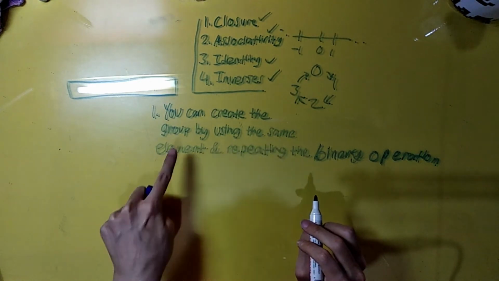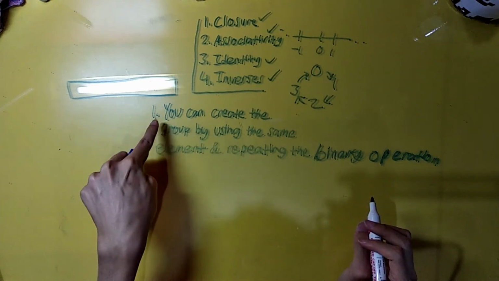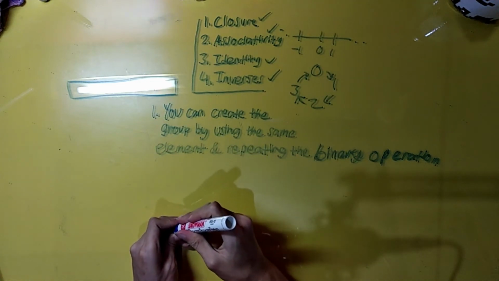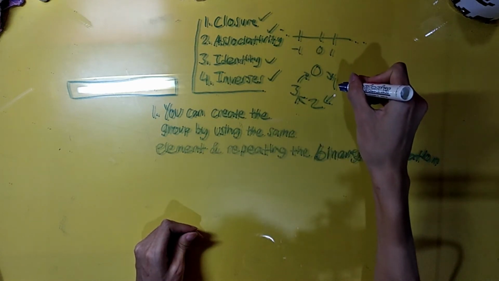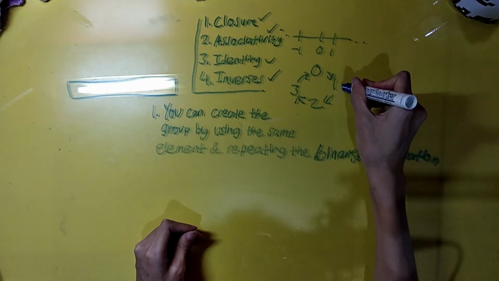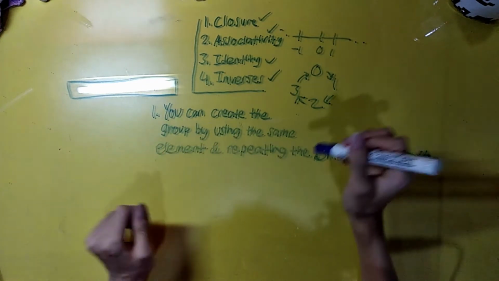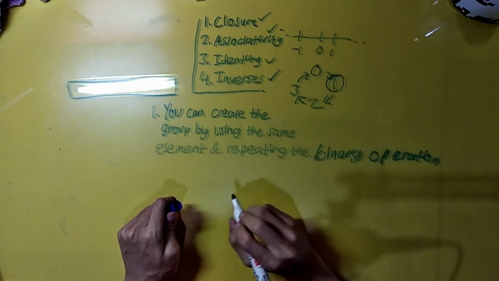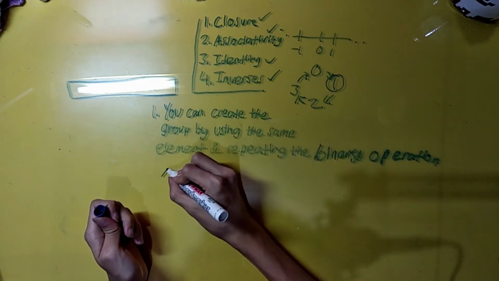Alright, using the same element and repeating the binary operation. And you can create a group by doing that. Alright, so let's take a look at an example, okay? Let's take a look at this cycle over here. You can create a group by using the same element. That means that we can pick any element that we want. Let's pick 1, for example. Alright, so we have number 1.